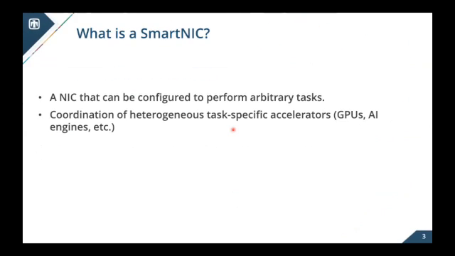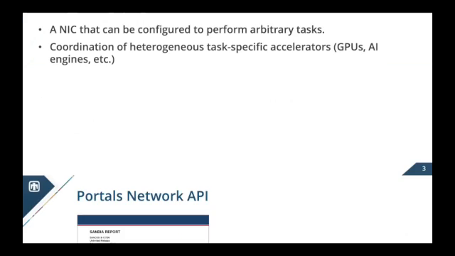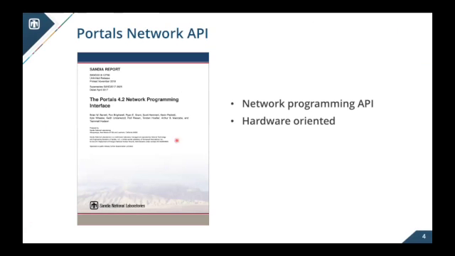So a smart NIC, of course, is something that can be configured to perform arbitrary tasks. It's programmable in some sense, but also, as I just mentioned, that intelligence or programmability could involve coordinating heterogeneous task-specific accelerators. So that's what I'm thinking of when I talk about enabling intelligence.